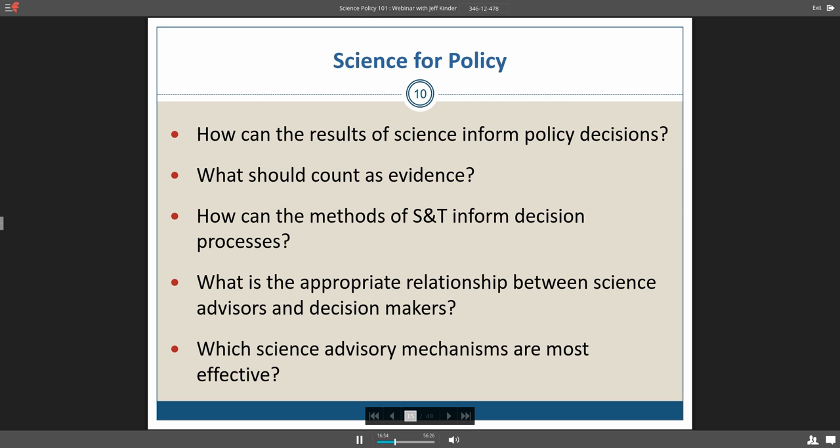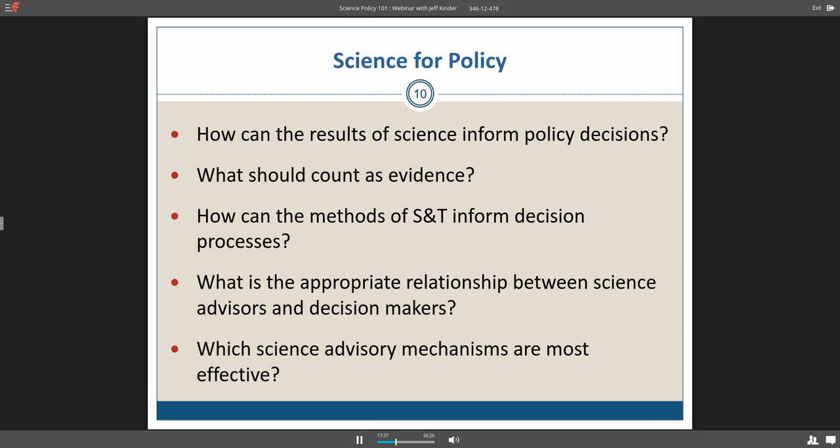On the flip side, if you're looking more at the science for policy types of questions, you might be grappling with issues of how we can ensure that results emerging from science can best inform policy decision making. What should count as evidence? A very important question. How can the methods, so it's not just the data and the results and insights, but are there methods that emerge from science and technology that can be brought into decision processes? An example here would be the whole area of risk analysis that came out of the S&T field and is now very much embedded in how the federal government approaches decision making.